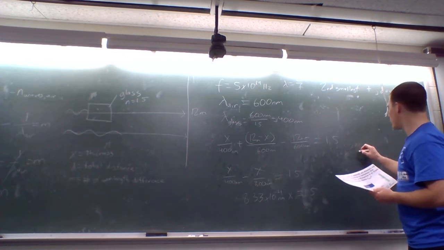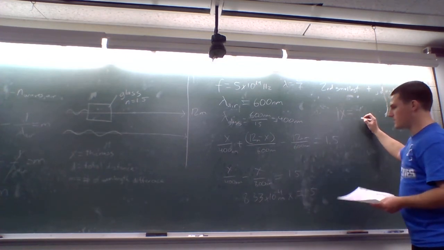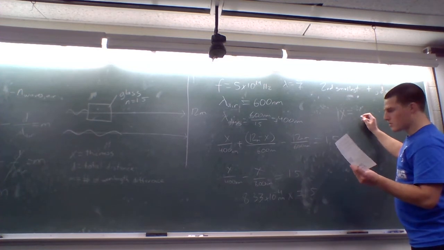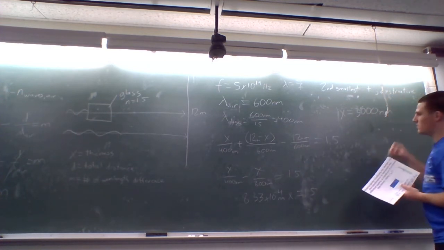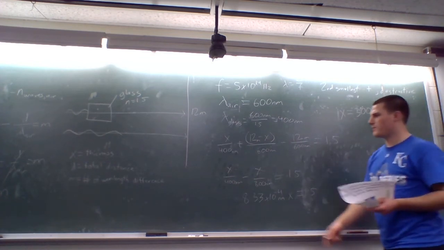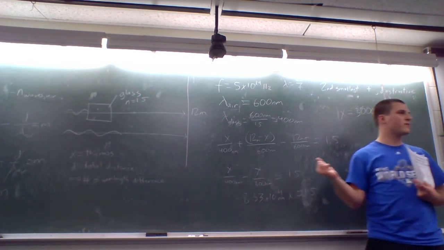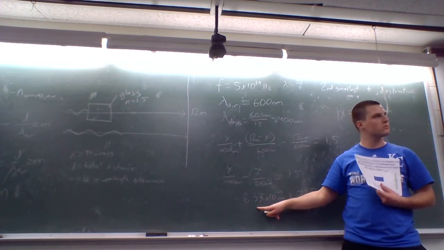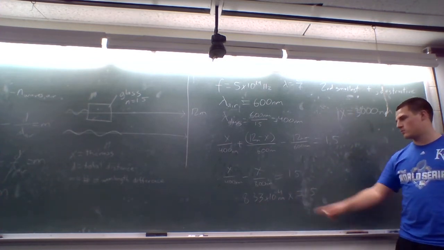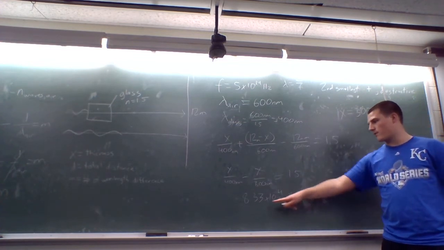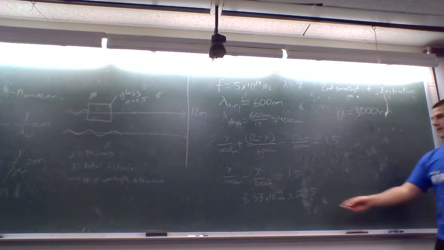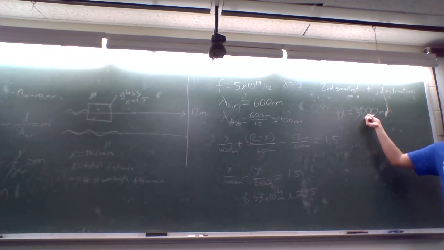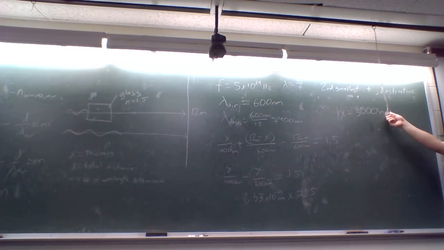And then solving for x, what you'll end up getting is x equals 3,000 nanometers. How'd you get to the negative point? So if you do 1 divided by 400 minus 1 divided by 600, you'll end up with this number. And then if you do 1.5 divided by that number, you're going to end up with 3,000. You just have to keep in mind that this was done in nanometers. Okay?